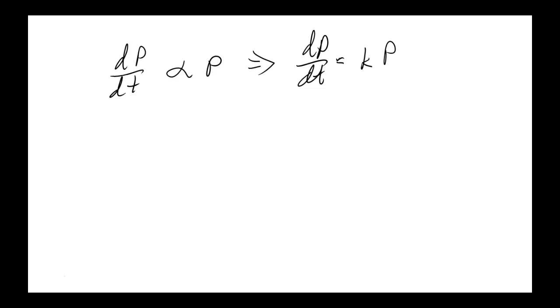Here's just a generalization. Anytime you see a proportionality, change it to equal K times whatever follows. So proportionality just shows the relationship.